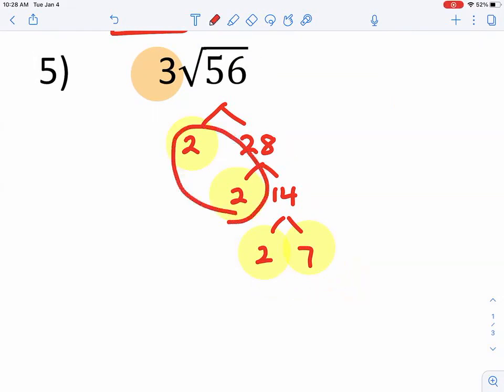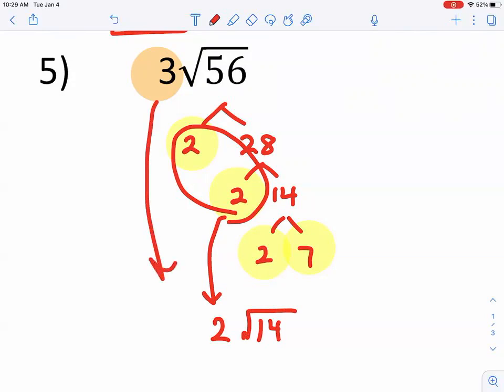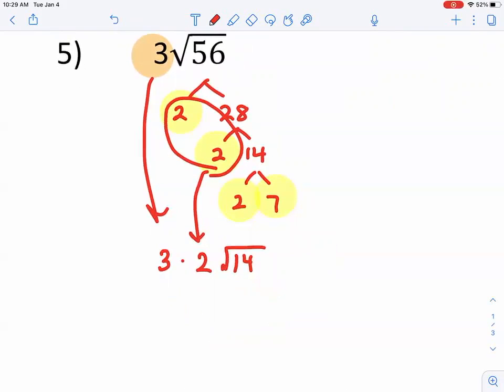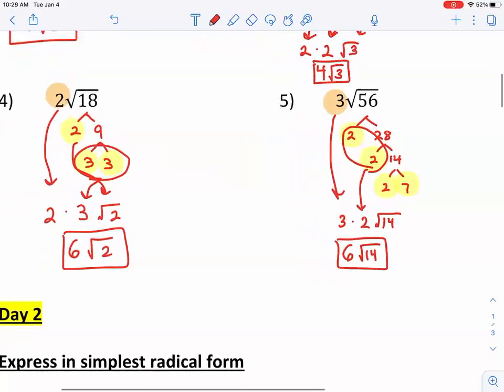So I'll take that pair, those go on the outside, that's going to be 2. Now for the 2 and 7, this is a little different because this guy doesn't have a pair and this guy doesn't have a pair. So I have to leave both of them underneath, but I multiply them back out. So I do 2 times 7 underneath because neither one had a pair. And then don't forget I have to bring that 3 down from out front. So our final answer will be 6 square root of 14.